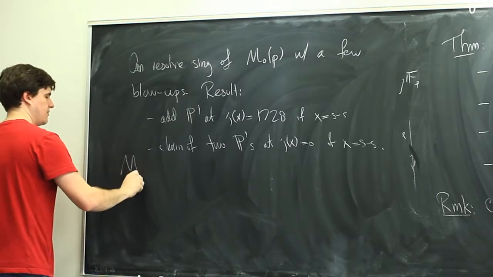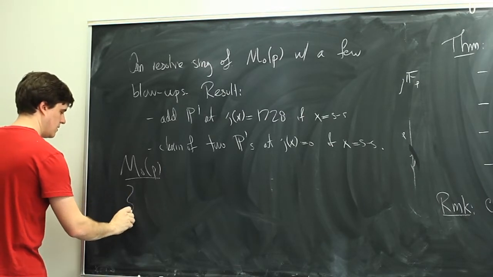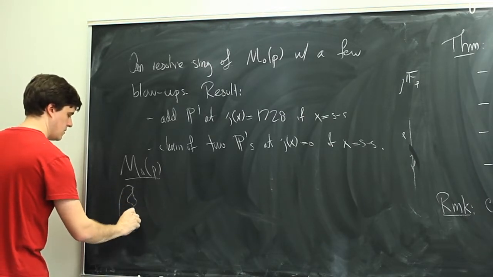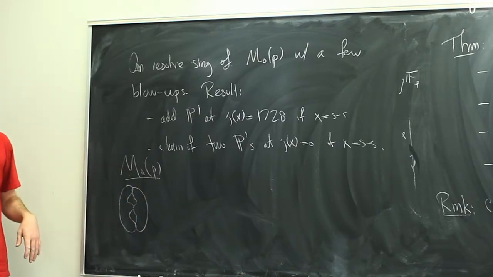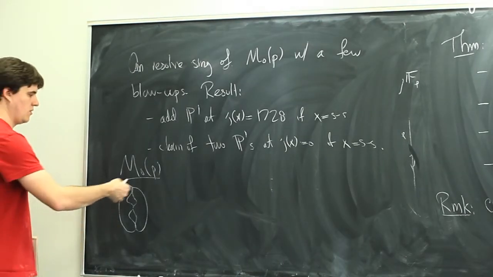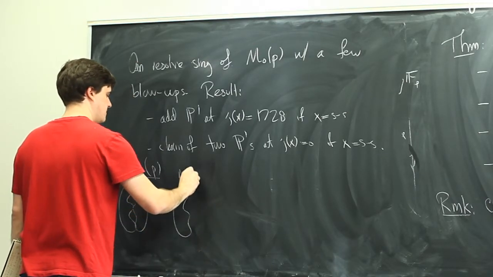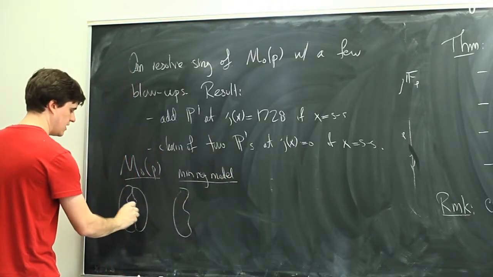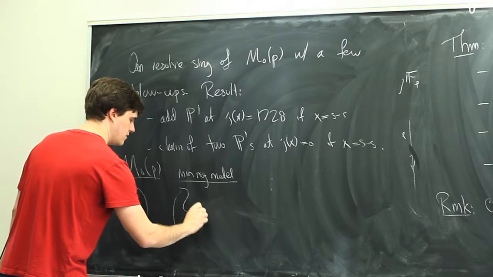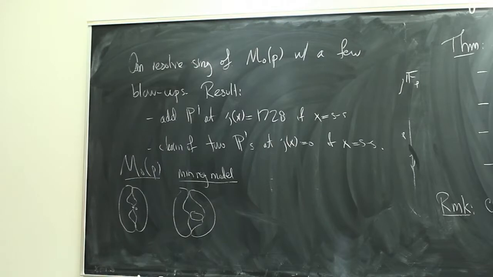So M0p, sort of schematically what it looks like, something like this, right? Here's two P1s and they're glued at, let's say, these three supersingular points. And then what happens is that, if you look at the minimal regular model in characteristic p, let's say that this thing was j equals 0, we're just adding another P1 there. So it's just going to look like that. Now you have three components, but they're all still meeting transversely.